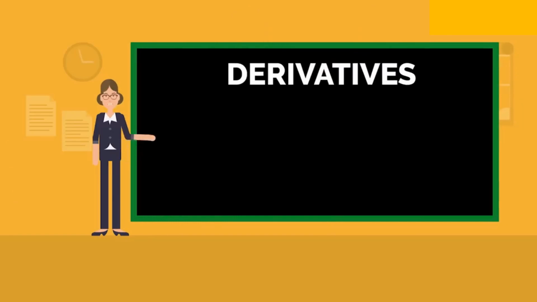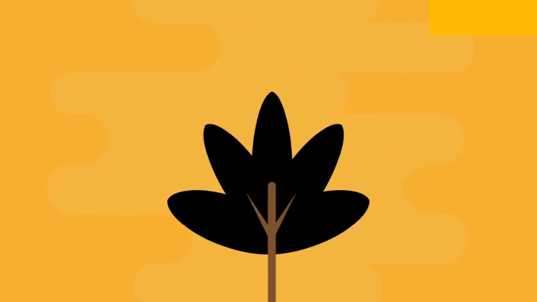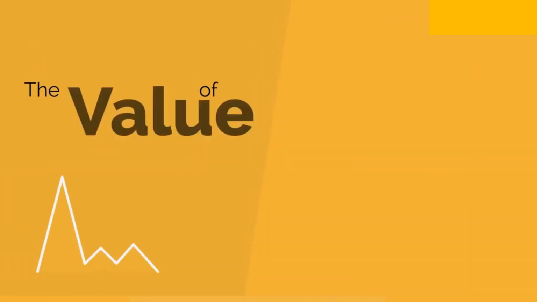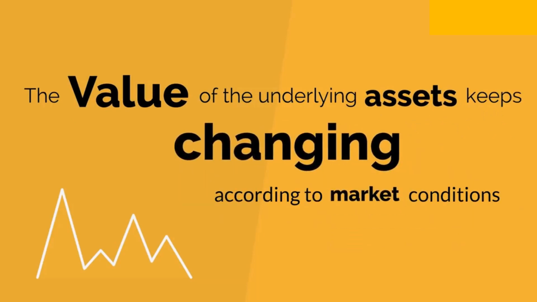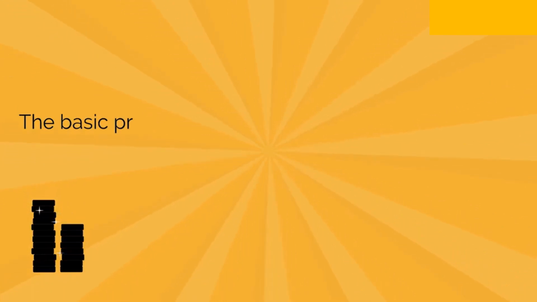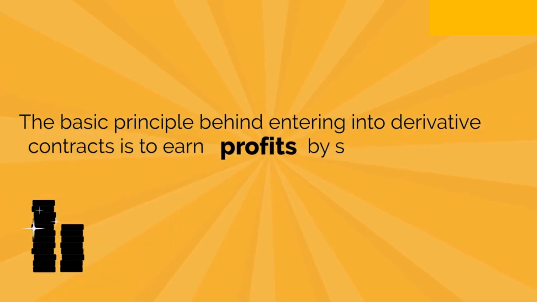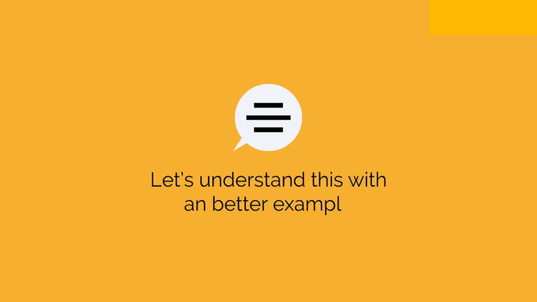Derivatives are financial contracts whose value is dependent on an underlying asset or group of assets. The commonly used assets are stocks, bonds, currencies, commodities, and market indices. The value of the underlying asset keeps changing according to market conditions. The basic principle behind entering into derivative contracts is to earn profits by speculating on the value of the underlying asset in future. Let us understand this with an example.